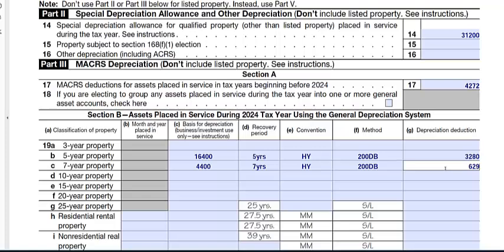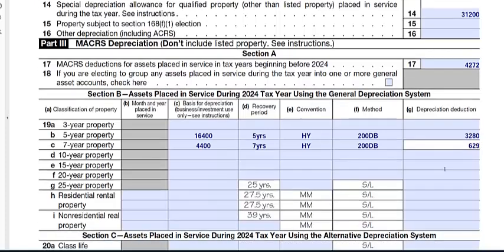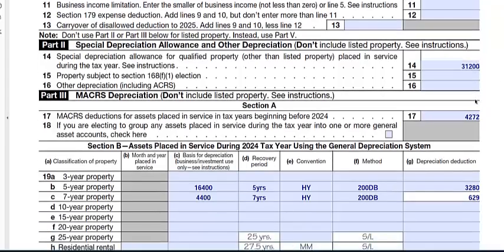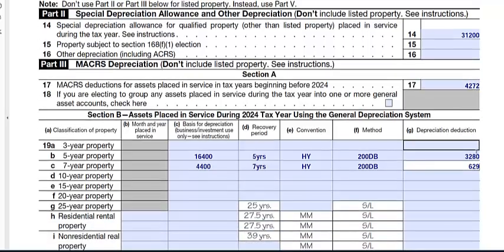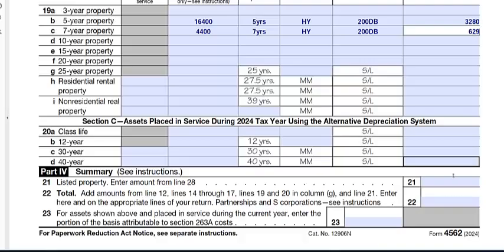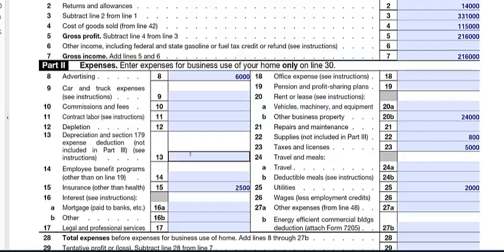So now we have all of our depreciation entered, and we're going to bring the bonus depreciation, the depreciation on the items placed in service before 24, and then the depreciation on the new items down to line 22. And we'll enter 39,381. Now this 39,381 is going to come over to the Schedule C on line 13.